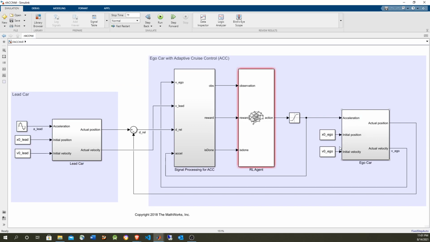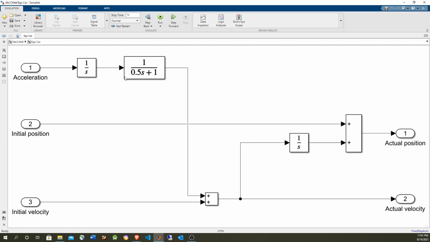We get the acceleration, the initial position, and initial velocity, and we're going to integrate it to get the velocity, add the initial velocity, integrate again to get the position, and add to the initial position, and then we get the actual position and the actual velocity.